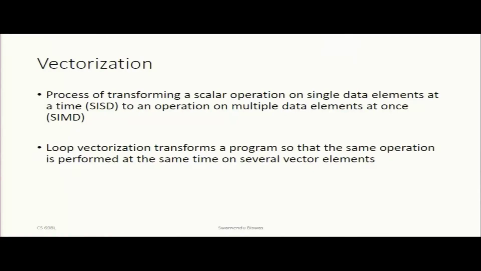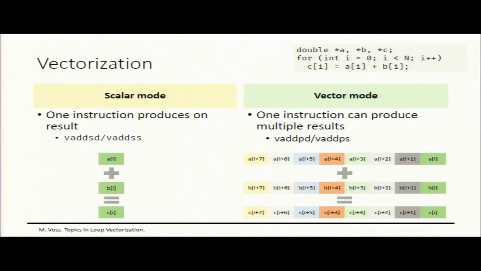Loop vectorization transforms a program so that the same operation is performed on multiple data elements at the same time. If you have a loop operating on n elements of an array, and the vector width is 4, you could just iterate n by 4 times. On every iteration you are operating on more data instead of one single scalar piece of data.